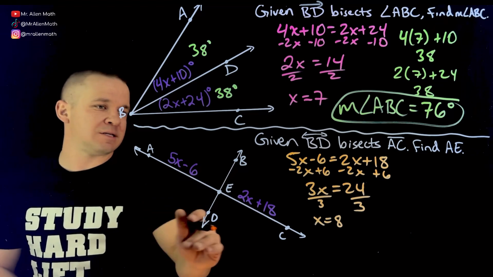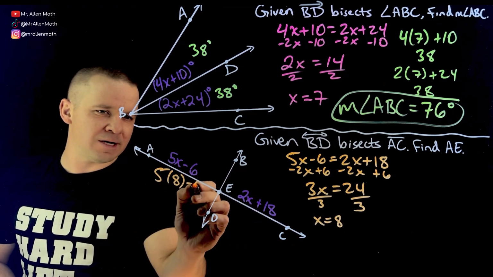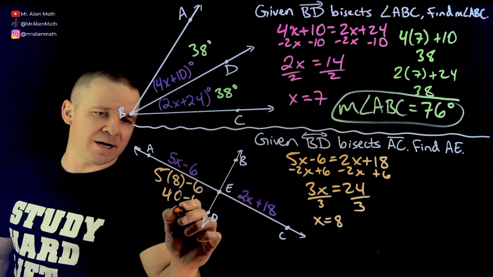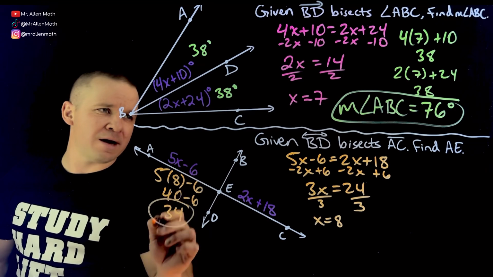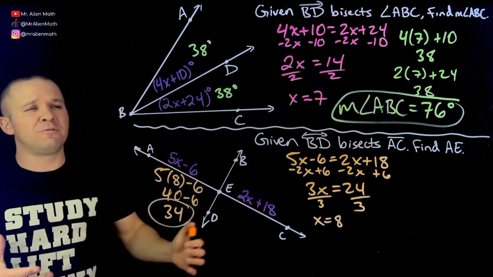So 5x minus 6, let's plug that in. 5 times 8 minus 6. 5 times 8 is 40. Minus 6 is 34. Walter Payton. Now I am done. Beautiful, you guys.